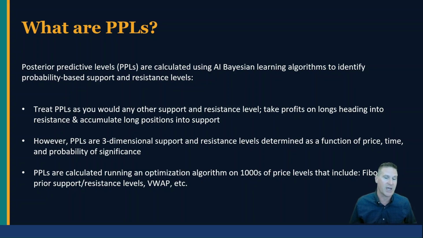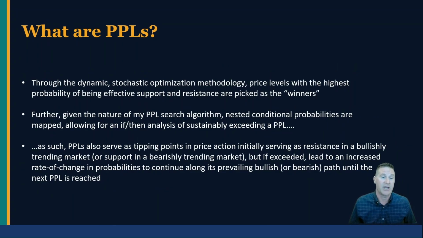Now, PPLs are calculated using optimization algorithms and a bunch of math. Through this dynamic stochastic optimization process, the support and resistance levels are racked and stacked based on the probability of success. I identify 2 resistance levels above current price and 2 support levels below current price. Given the nature of the PPL search algorithm, I'm searching out into the future and back towards the present. I'm also able to identify tipping points in price action.